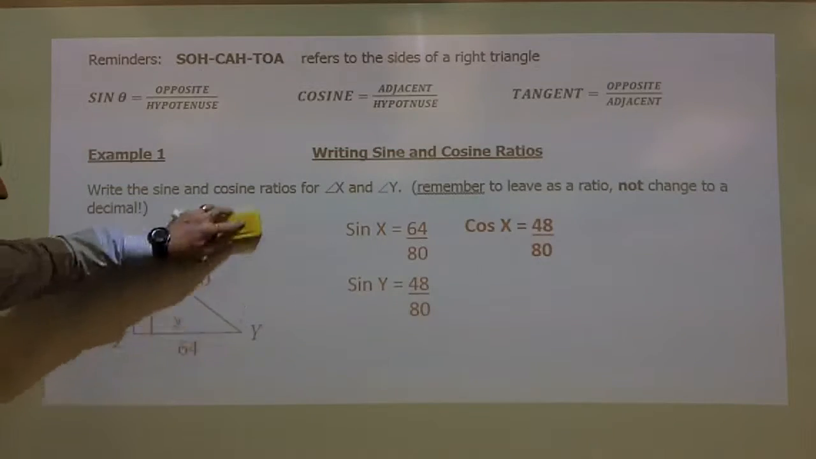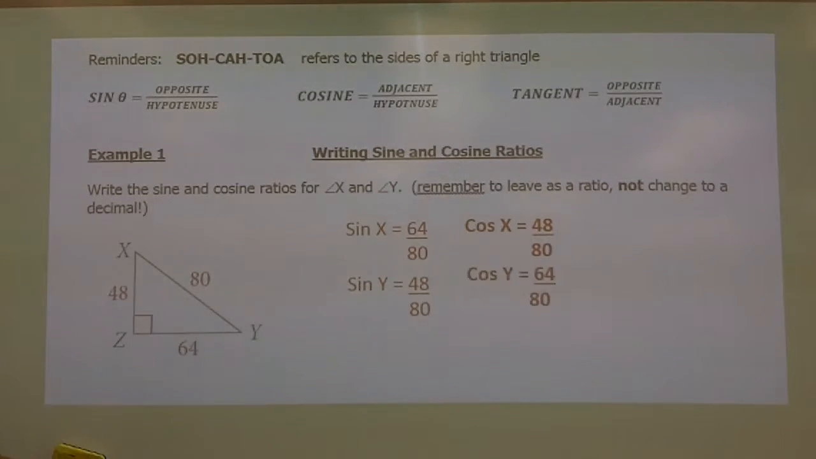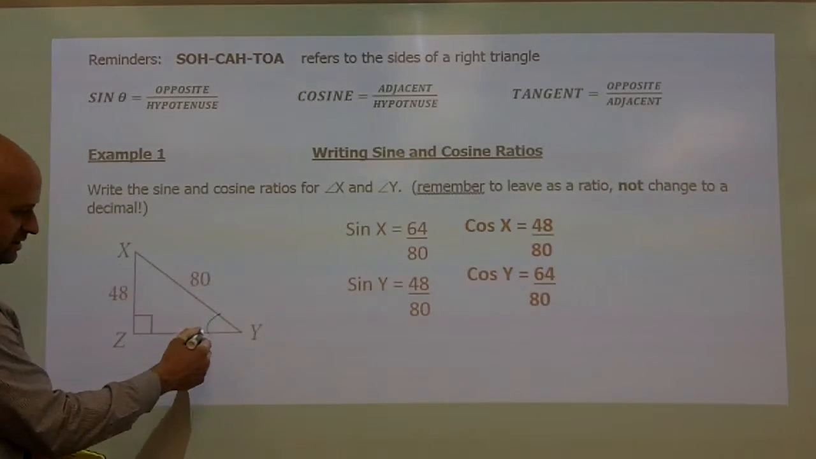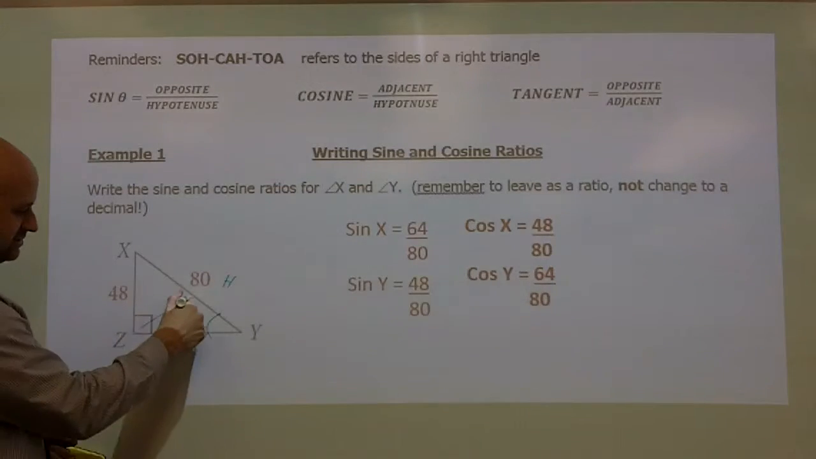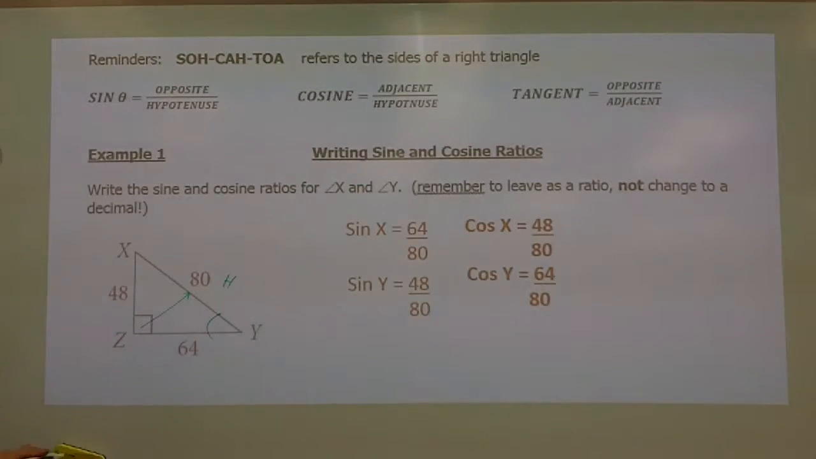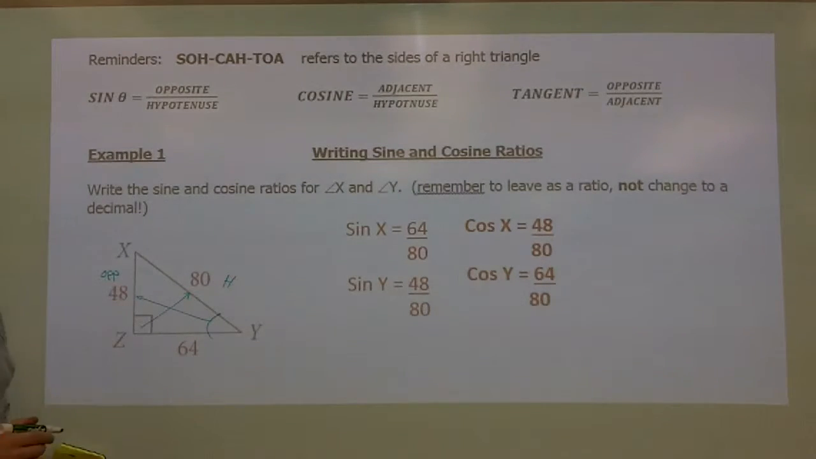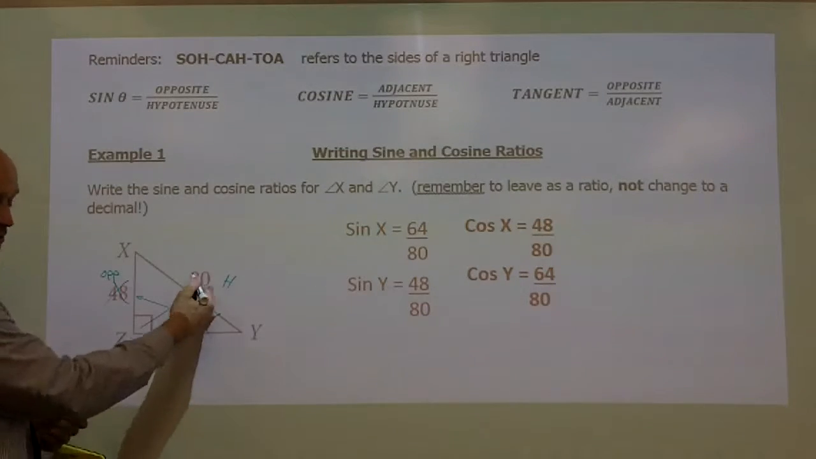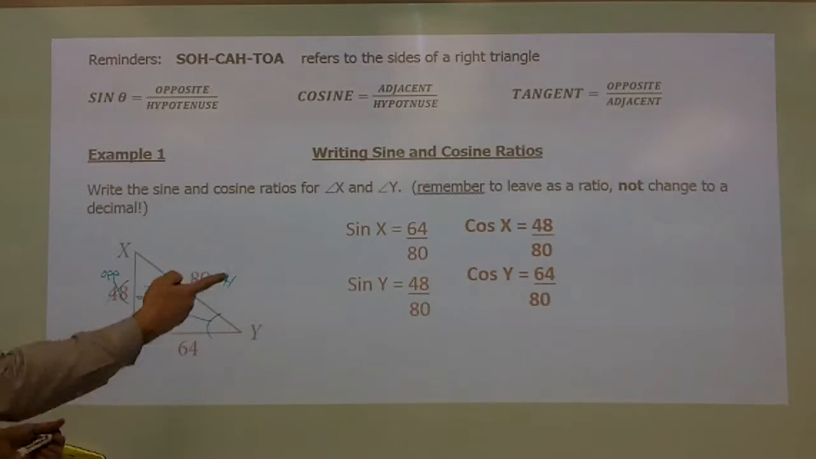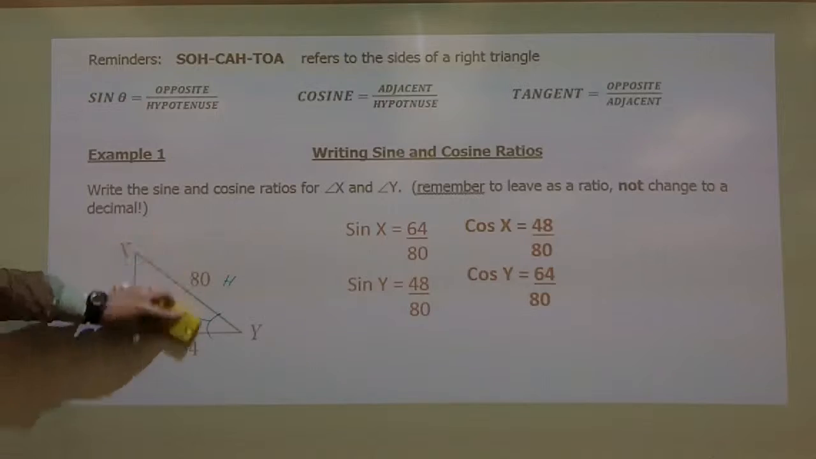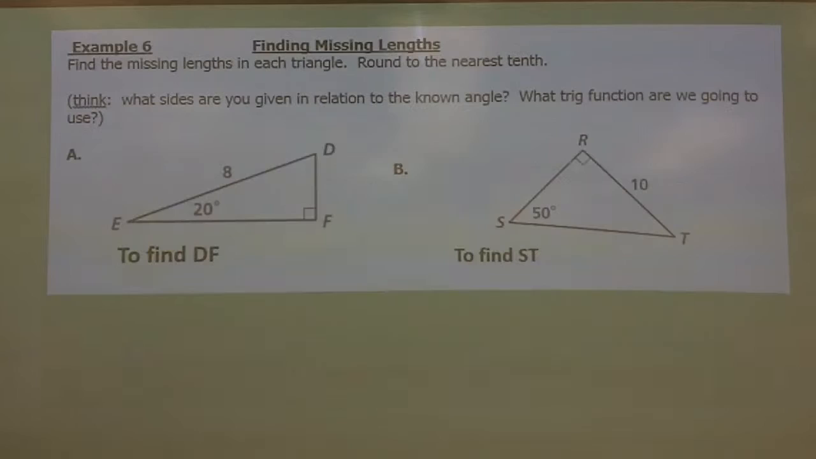When we go to solve for the cosine of y, again, I identify this as the hypotenuse because it's across from the 90-degree angle, and I identify 48 to be opposite, which I don't need in this example. So what I need is 64 and I need 80, and that's going to form my ratio for the cosine of angle y.